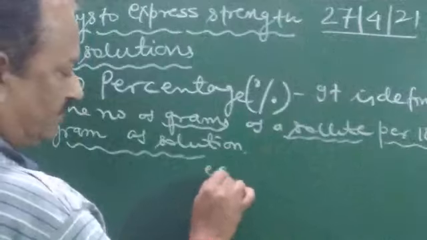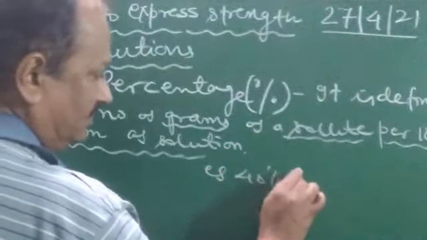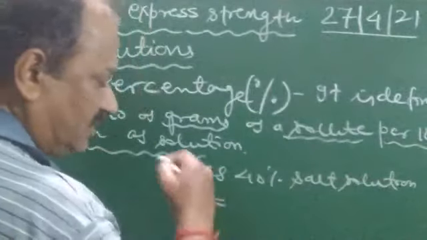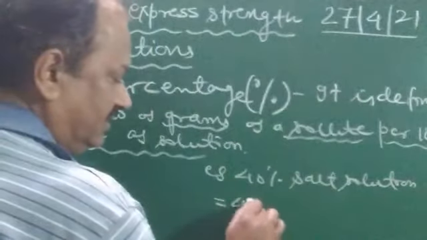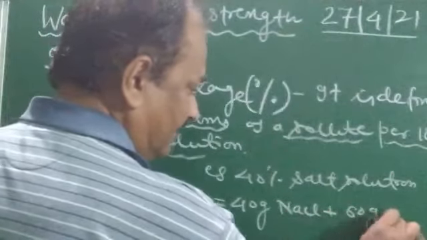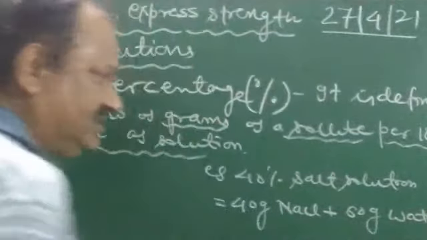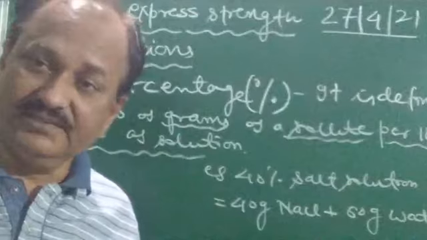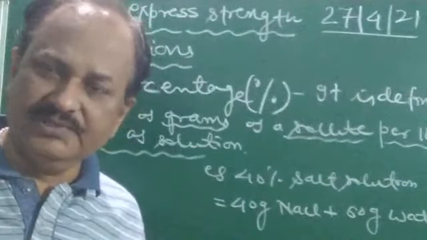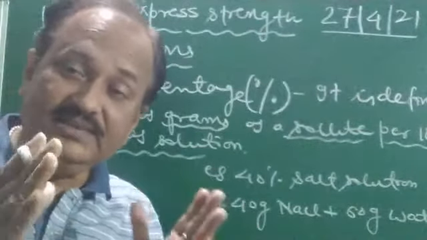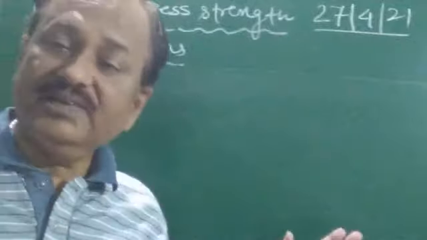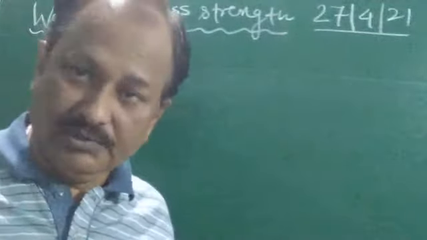So if we say, for example, 40% salt solution, it means 40 gram NaCl and 60 gram water. This is the simple meaning of the term percentage. This percentage can be in terms of mass percentage, or in terms of the volume percentage, but the point is we take the mass, so it can be expressed in different ways as follows. It can be in terms of mass, it can be in terms of the volume.